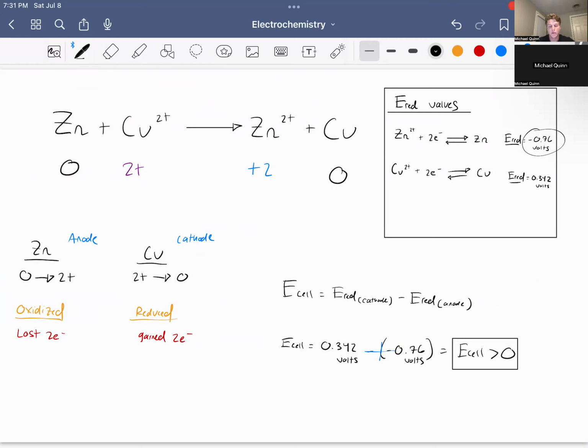So again, reduction potential tells you how likely a species is going to get reduced, and we can use the reduction potential of our cathode minus the reduction potential of our anode to solve for our overall Ecell. And if that Ecell comes out to be positive, it is spontaneous. If that Ecell value is negative, that means that if we were to set up that electrochemical cell with that species at our anode and that species at our cathode, it would not run spontaneously, and we should not set that electrochemical cell up.